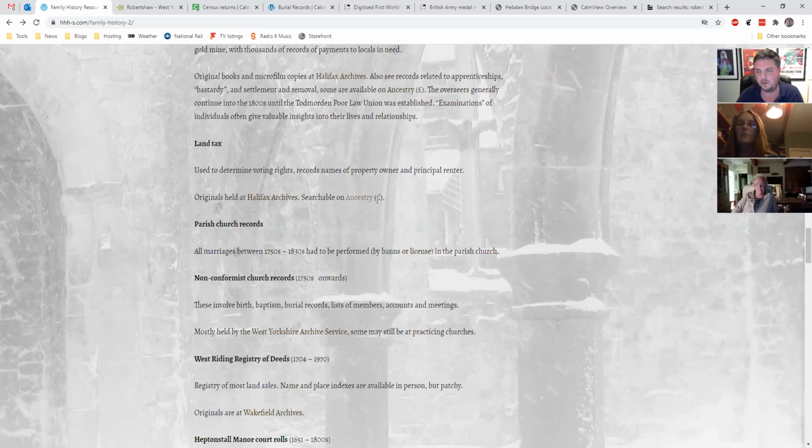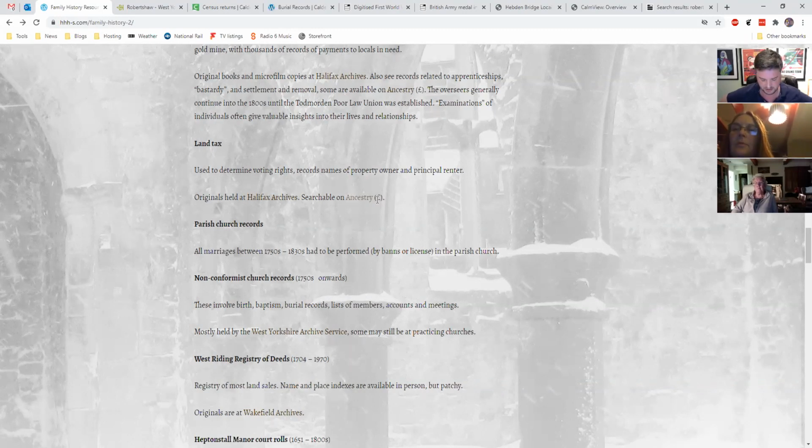So if you wanted to go live in a different township, let's say you want to move from Heptonstall to Ovenden or something, you'd have to have the Heptonstall overseer of the poor write you a certificate saying that if something happens to you, if you lost your job or your hands got cut off or something, that they'd essentially pay for your maintenance. And if you failed to do that and you moved to Ovenden and they got wind of this, they'd generally kick you out and send you back. So there's records of these to some degree.